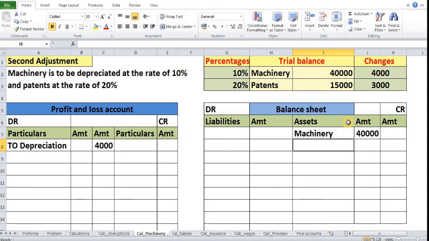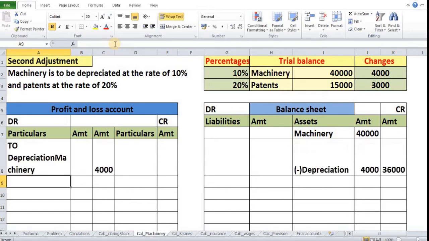Below the machinery account in the balance sheet itself we will mention depreciation with a minus sign, and the amount is 4,000. That is 10% of 40,000, and we will deduct 4,000 from 40,000, which comes to 36,000. We will mention this amount in the outer column. We should use a minus sign or plus sign to indicate whether we are deducting or adding the amount. The reason we are deducting the depreciation from the asset account is to show the current value of the asset.